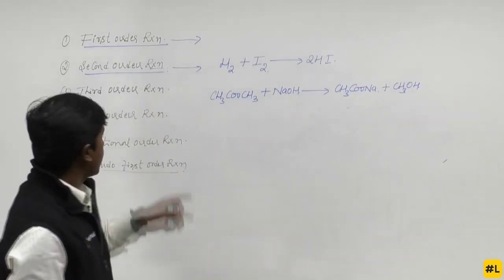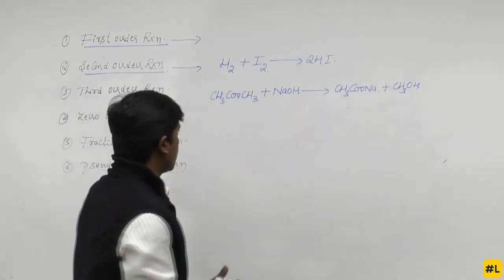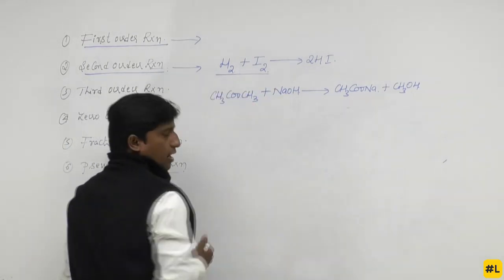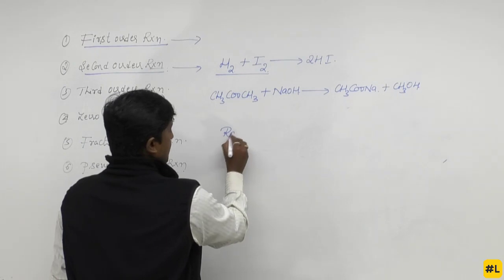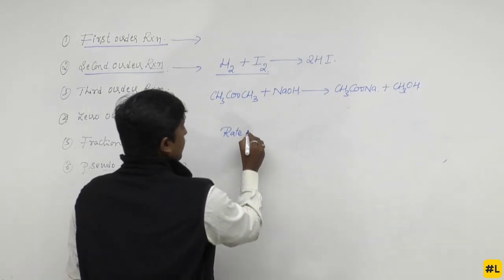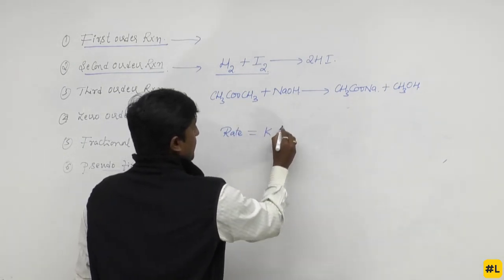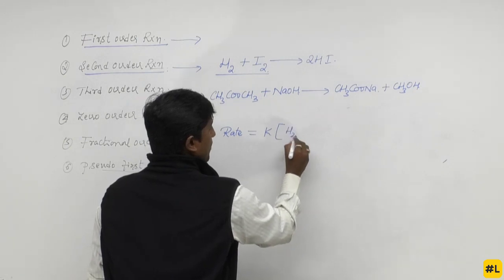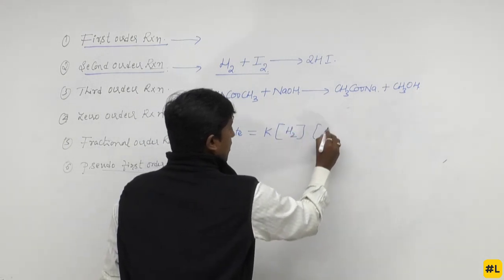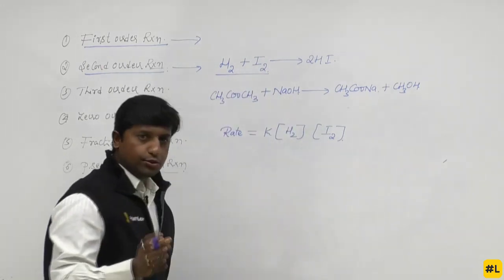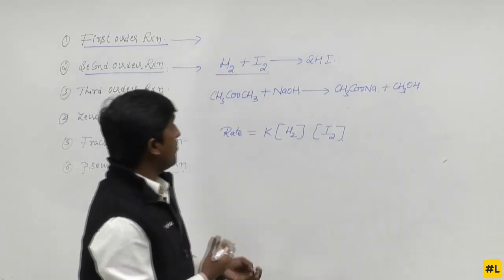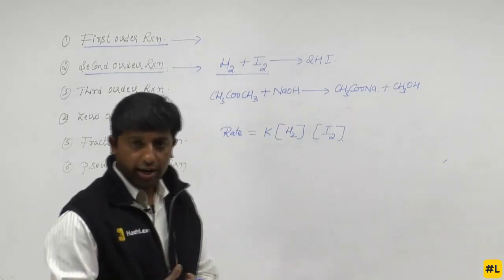Now, let us see what a second order reaction is. I take the first example, the formation of hydrogen iodide. Here, let us write the rate expression. Rate will be equal to K into the concentration of hydrogen and the concentration of iodine, because hydrogen and iodine are the two reactant molecules which are combining to give hydrogen iodide.